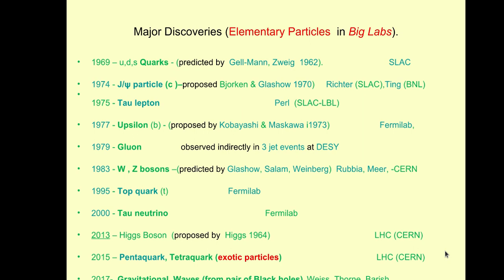After that, some exotic particles, I will just name them, maybe I will talk about them later on. Pentaquark states and tetraquark states, which I preferably call exotic particles, have also been observed at the Large Hadron Collider. It is still puzzling why we should have them, but of course we have a mechanism to accommodate these new guests. And around 2017, gravitational waves emitted from a pair of black holes were observed by Weiss, Thorne, and Barish.